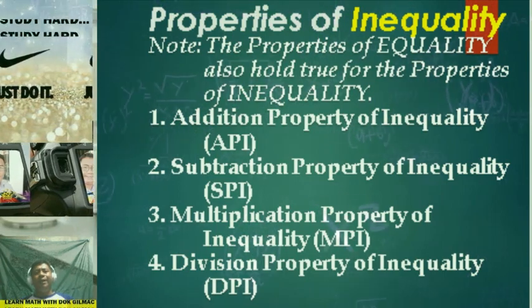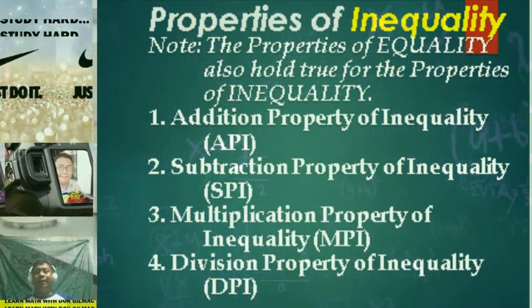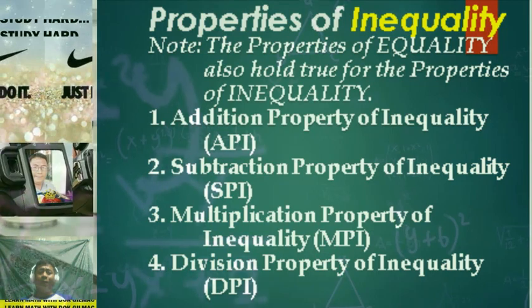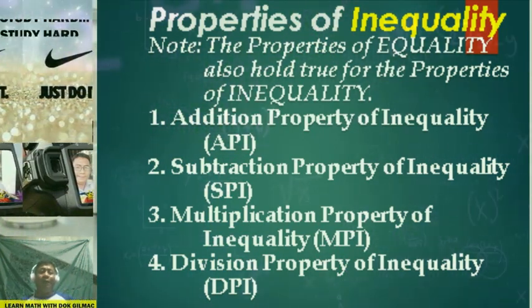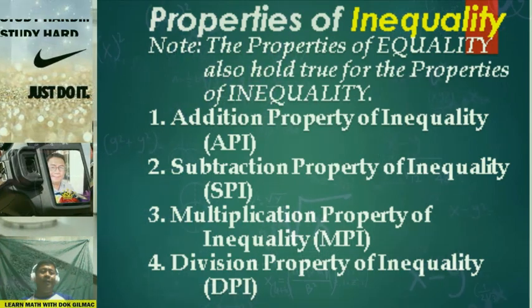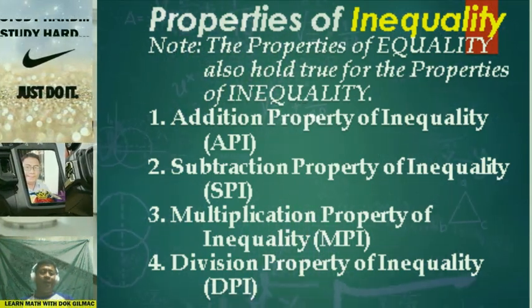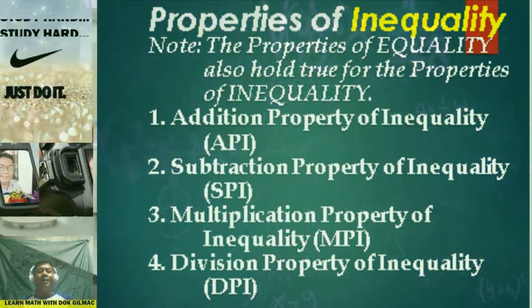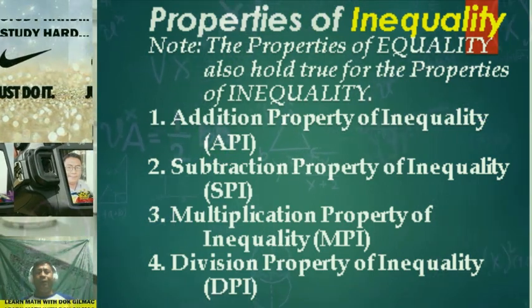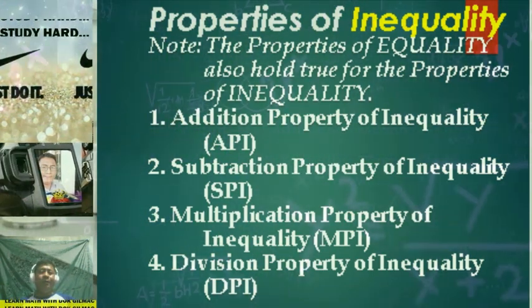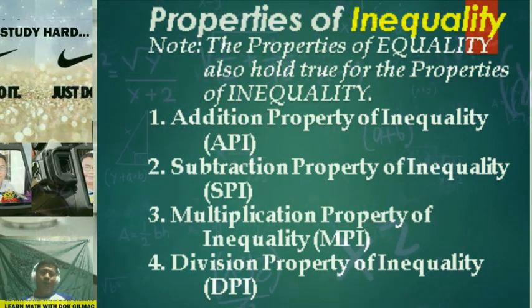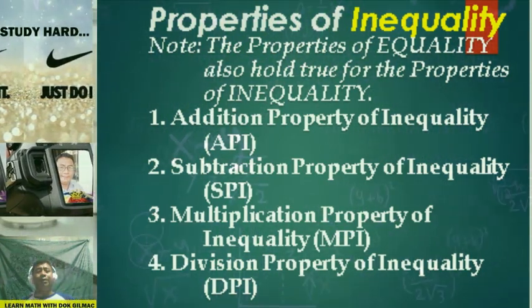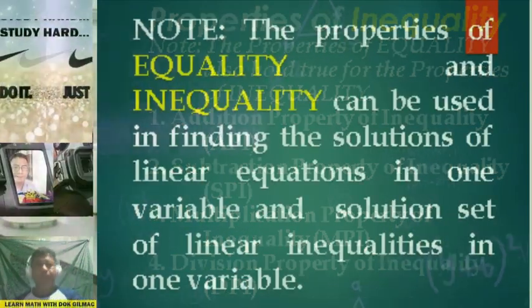The only difference from equality is simply the symbol. For equality, we have the symbol equals. For inequality, we have less than, greater than, less than or equal, or greater than or equal. That's the only difference. So the properties of equality also hold true for the properties of inequality.